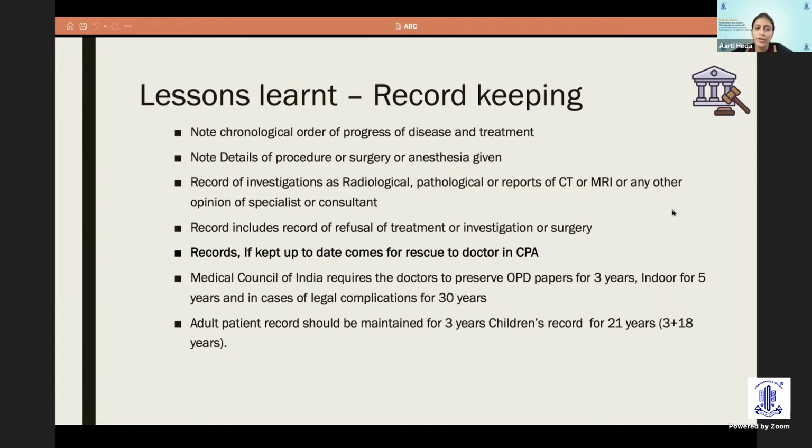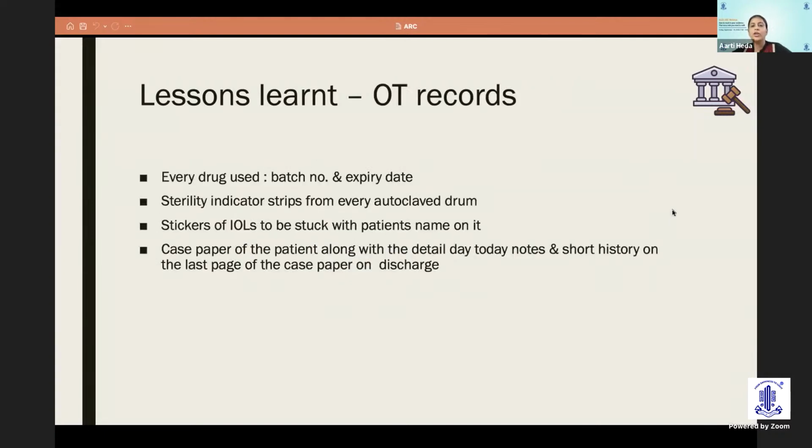So the Medical Council of India requires doctors to preserve OPD papers for 3 years, indoor patient records for 5 years, and in cases of legal complications for 30 years. So note that adult patient records should be maintained for 3 years, but children's records have to be maintained for 21 years. So when it comes to notes writing in OT, make sure that every drug used, its batch number and expiry date is mentioned.